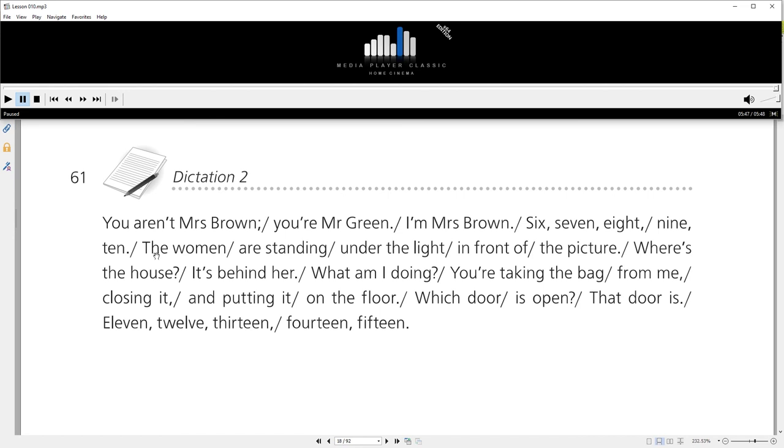6, 7, 8, 9, 10. The women are standing under the light in front of the picture. Where's the house? It's behind her. What am I doing? You're taking the bag from me, closing it, and putting it on the floor. Which door is open? That door is open. 11, 12, 13, 14, 15.